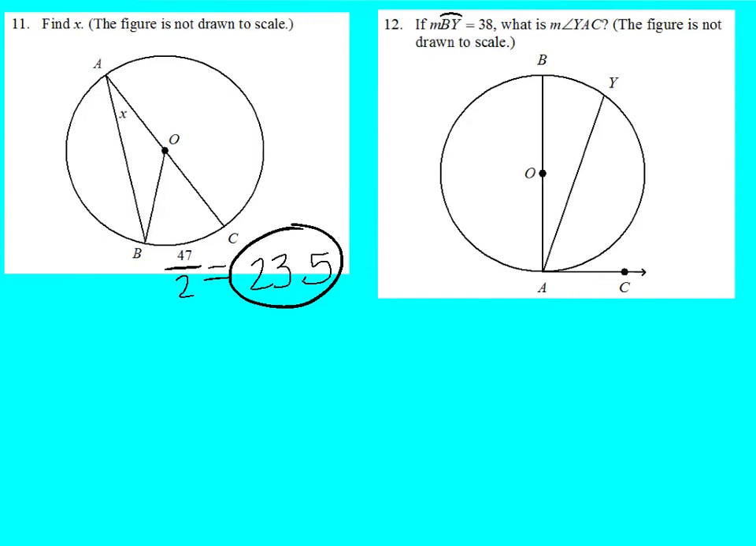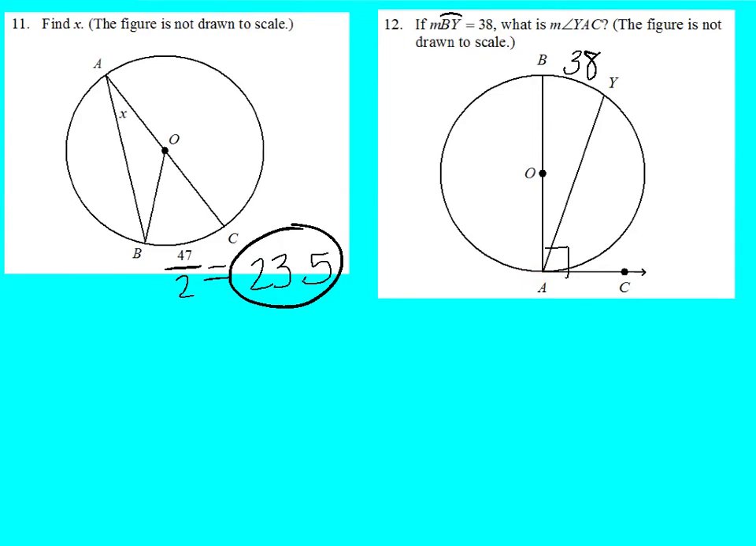Let's look at number 12. It says the measure of arc BY, so right here, is 38. So let's label that. It says what is the measure of angle YAC? So we'll find that measure. Well, we know that since this is the diameter right here, and therefore this is a radius, anytime a tangent and a radius meet at a circle, it creates a 90-degree angle. So we know this is 90 degrees.